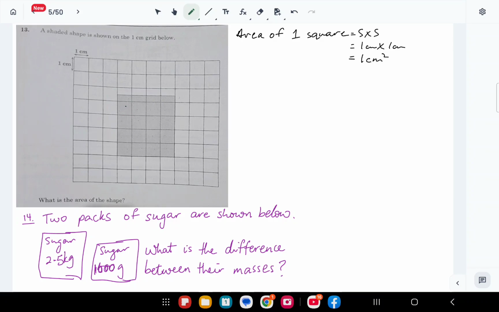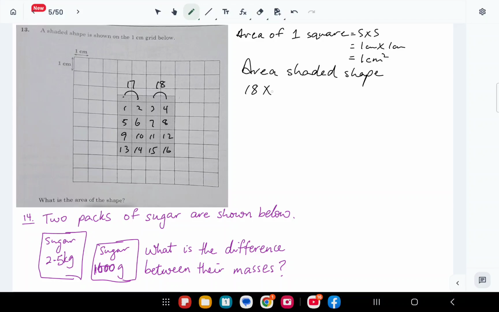complete squares we have. We have 1, 2, 3, 4, 5, 6, 7, 8, 9, 10, 11, 12, 13, 14, 15, 16. This here and this here is half, so this is 17. Half and half as a whole, so we have 18. So area of shaded portion would be 18 squares multiplied by the area of 1 square, which is 1 centimeter squared. So we get 18 centimeters squared.